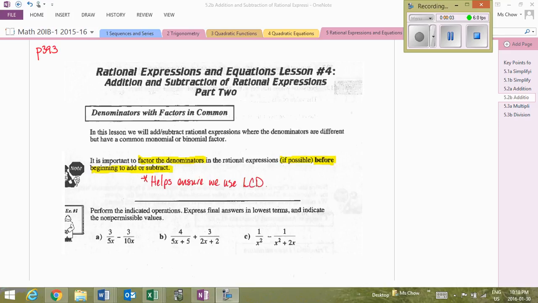Okay, so we're on page 393 in your workbook, and adding and subtracting of rational expressions part 2. So things are going to start getting a lot more complicated, and it's really, really important that you now use those factoring skills that you've been working so hard on first, beforehand, because we really, really want them factored. It helps us to ensure that we can use the least common denominator and keep things as simple as possible. Okay, so let's take a look then.